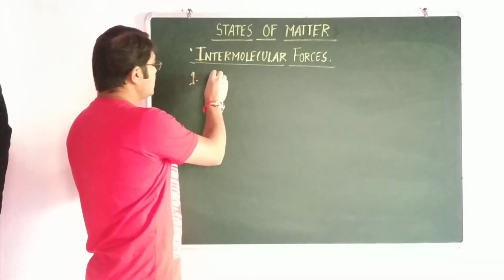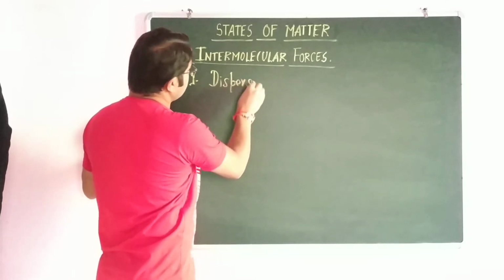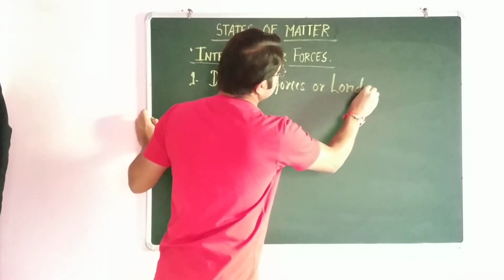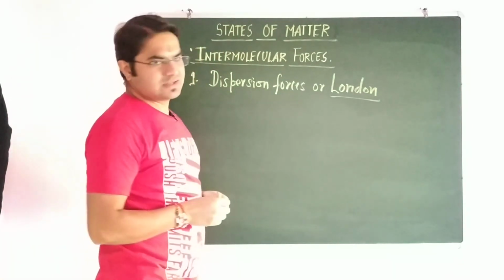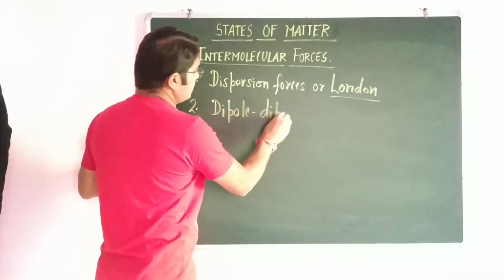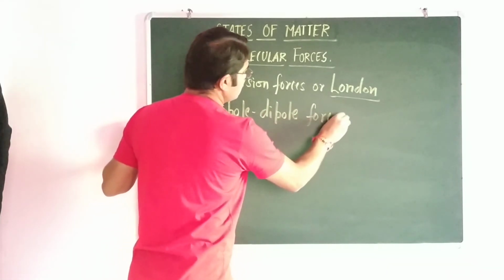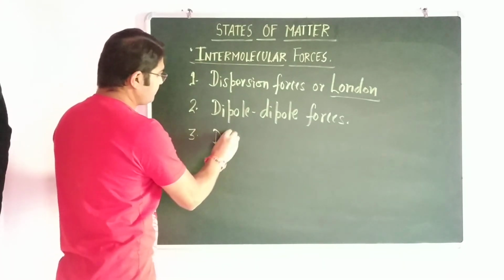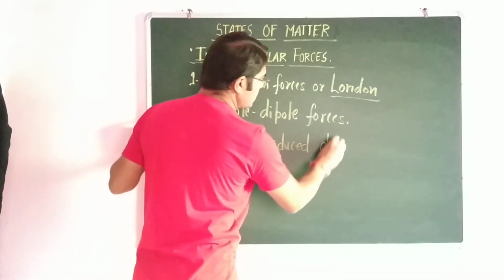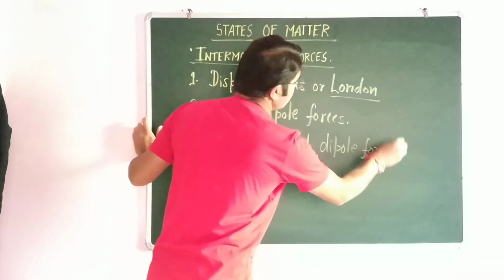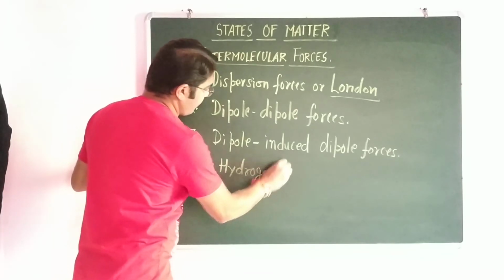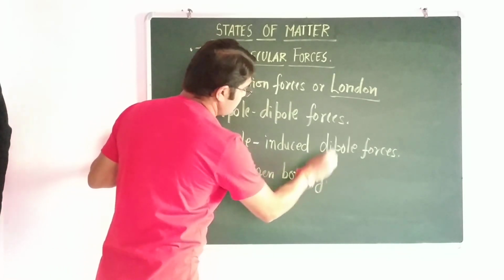The names are: first is dispersion force. First is known as dispersion forces, and it is commonly known as London forces because it was derived by Fritz London. And the next force of attraction is known as dipole-dipole interaction, or simply we say dipole-dipole forces. And another one is dipole-induced dipole forces, or we can say dipole-induced dipole interactions. And the last type of interaction is hydrogen bonding, or simply we write hydrogen forces.